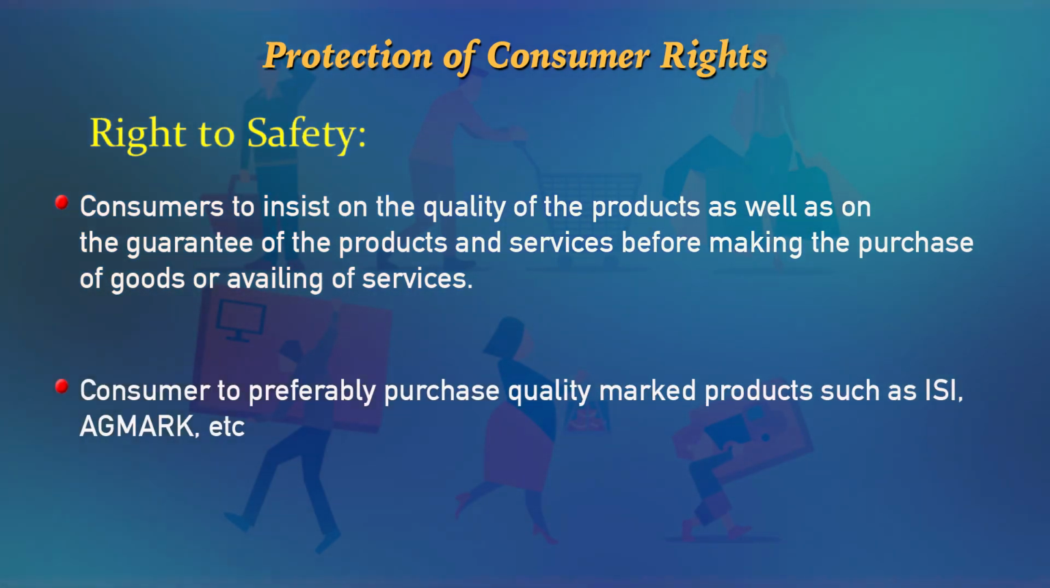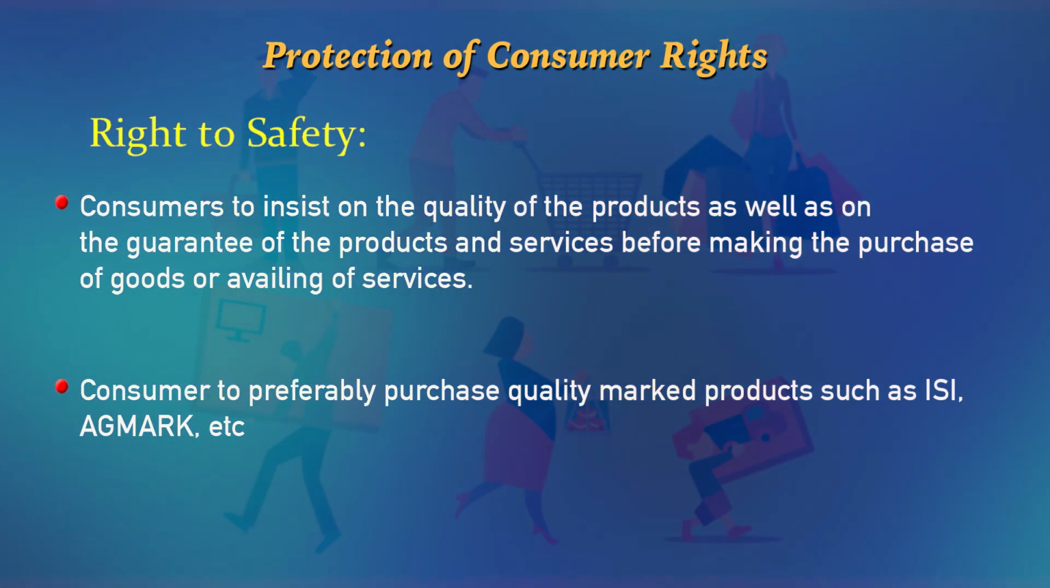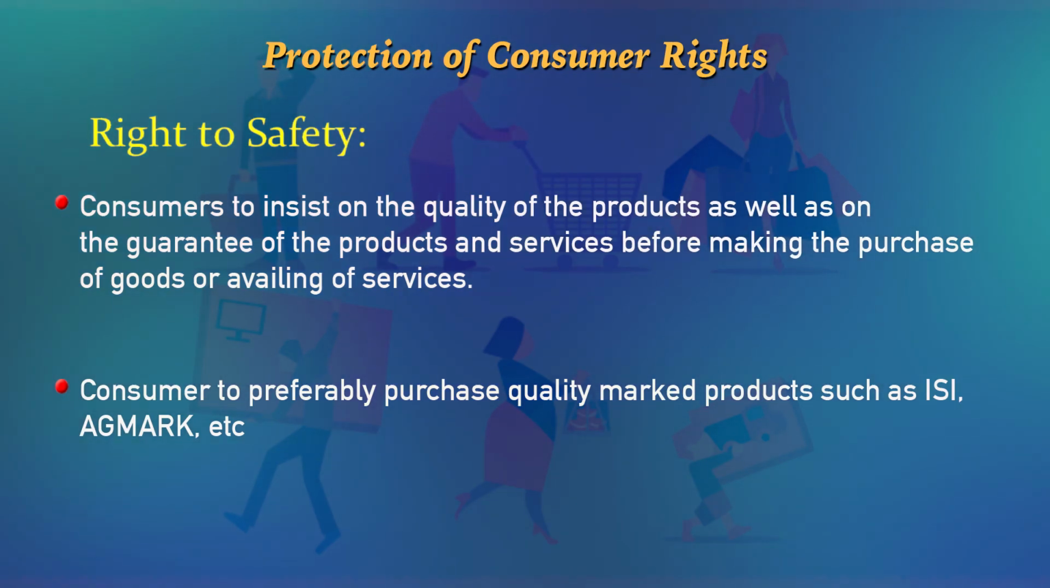The consumers should also purchase quality products, preferably branded goods like AGMARK or the ISI standards. AGMARK is the standards authority which certifies the quality of agriculture-related products. Similarly, ISI also. These are the certifying authorities that ensure the quality of the product.